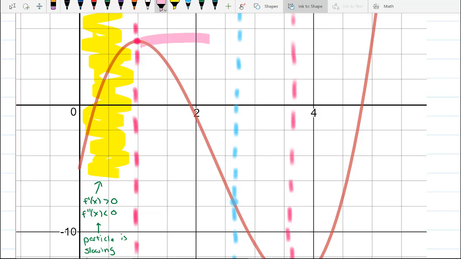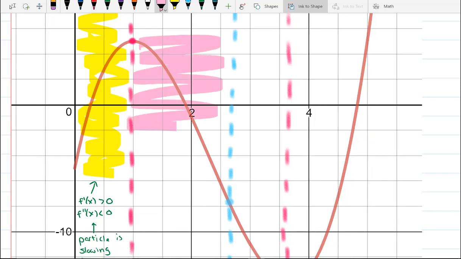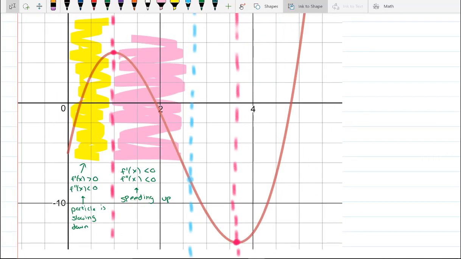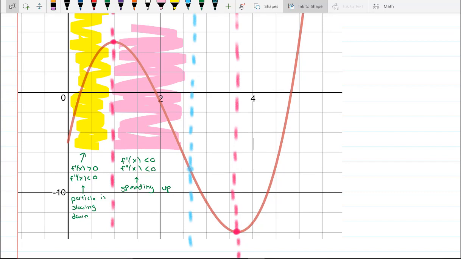Now let's talk about what happens in this section right here, between the critical point and the inflection point. Here we have that the derivative is negative and the second derivative is negative. This means that we are speeding up because it's becoming more negative faster. We're getting to the point now where we've come from a stop and we're pushing on the gas pedal. Imagine like a car, we're pushing on the gas pedal, we're speeding up.